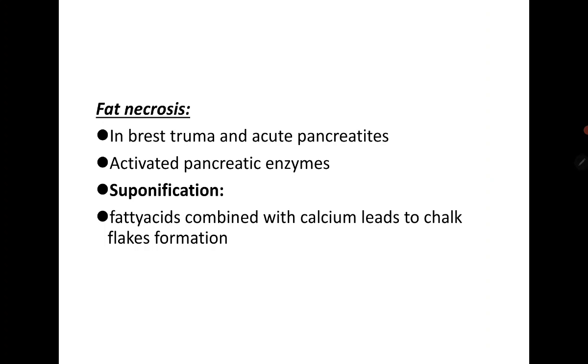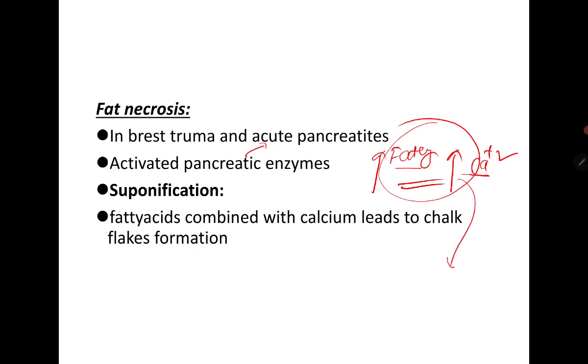What is fat necrosis? It only takes place in two organs, the pancreas and the breast, because they contain fat droplets. When there is breast trauma, an injury to the breast, it leads to fat necrosis. In acute pancreatitis also, there is a release of fatty acids into the body, and these cause elevated fatty acids along with elevated calcium levels. Keep it in mind: activation of pancreatic enzymes leads to acute pancreatitis. These elevated fatty acids and calcium combine, leading to the formation of chalk-like flakes. This is nothing but saponification.